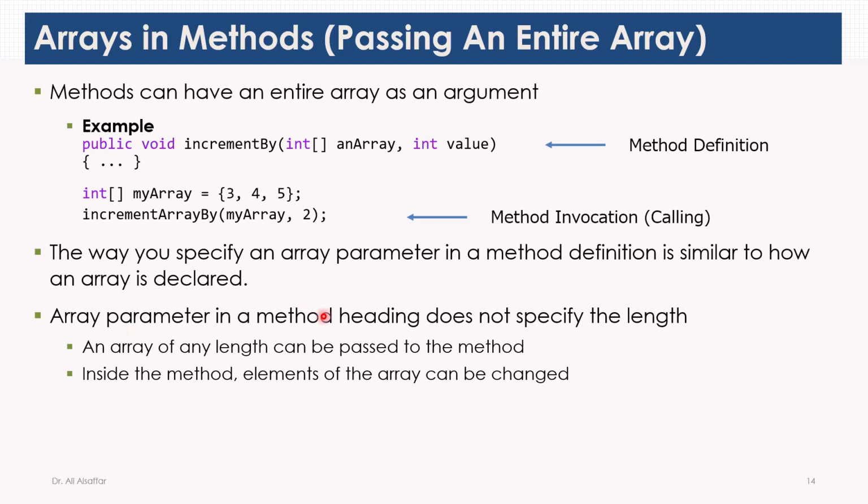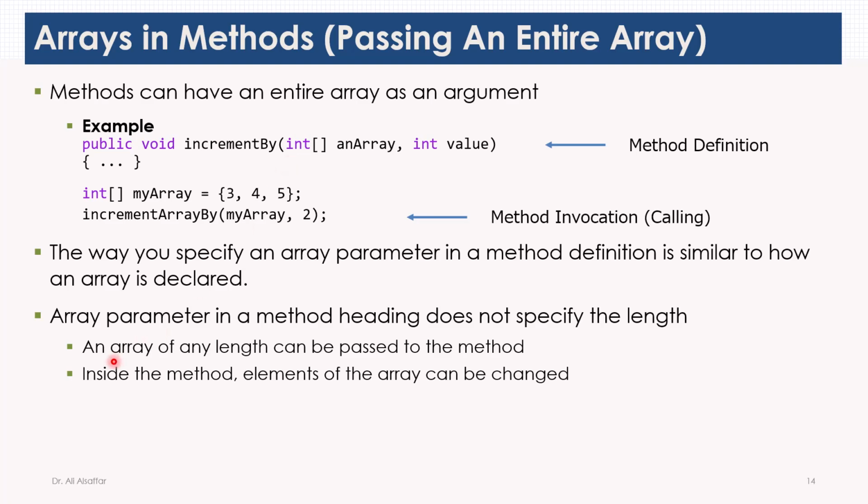So any parameter in a method heading should not specify the length. As you notice here, we are not passing the length because the length is already inside the object of the array. Because an array is an object, and if you remember, we have said that it has only one instance variable, which was length. So length will be passed automatically with the array. So you don't need to supply the length as a parameter to the array.